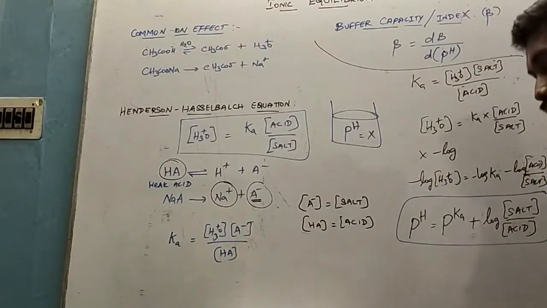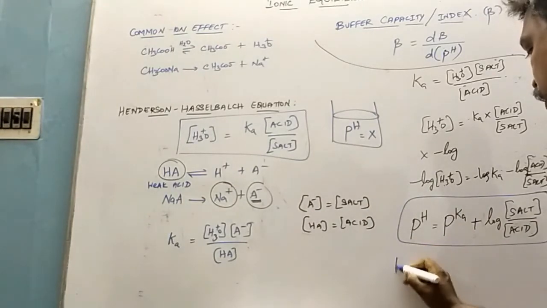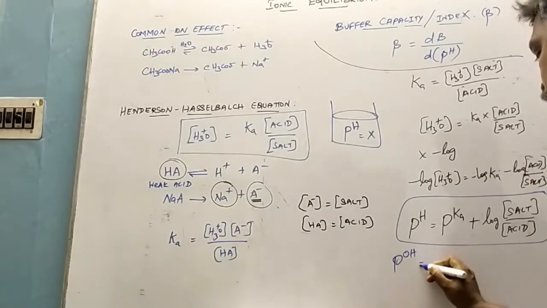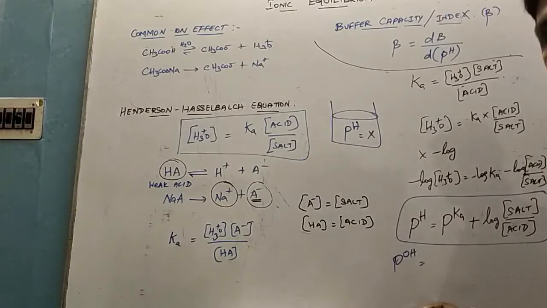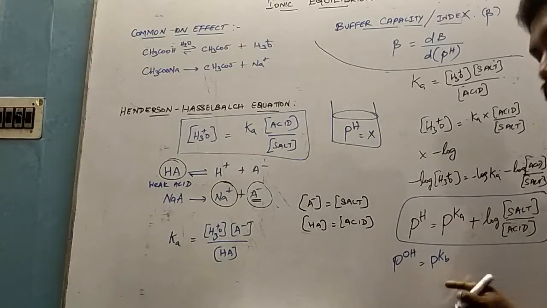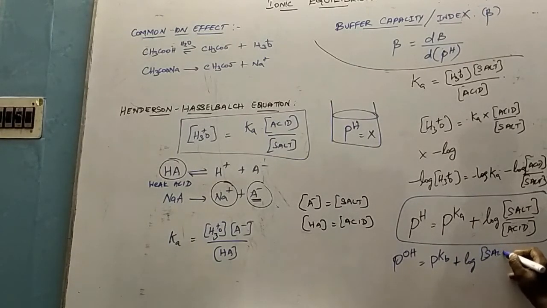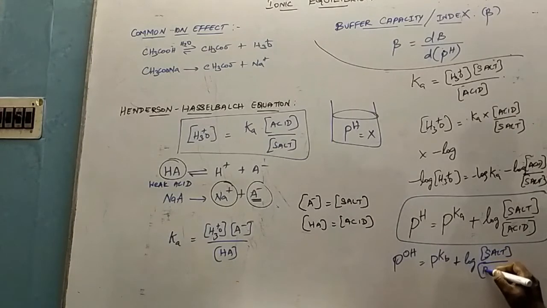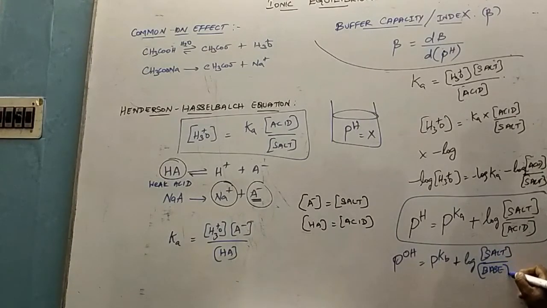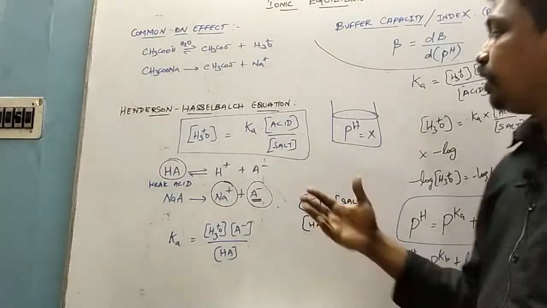Okay. Similarly, this is for acidic buffer. For basic buffers, we can use pOH. The same Henderson-Hasselbalch equation can be written as pOH is equal to pKb plus log concentration of salt by concentration of base. Instead of acid, we have to use base. So this is the Henderson equation for a basic buffer.